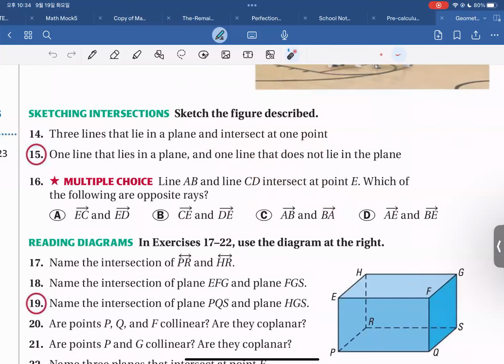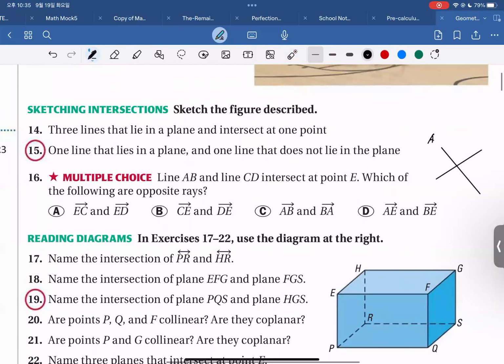So opposite rays, using the concepts of rays going in opposite directions, let's actually draw this out because it'd be simpler. In geometry, it's all about drawing. So lines AB and CD intersect at point E. Let's call this A, B, C, D, and E. Which of the following are opposite rays? Remember that because they're lines, they're going like this and like this.